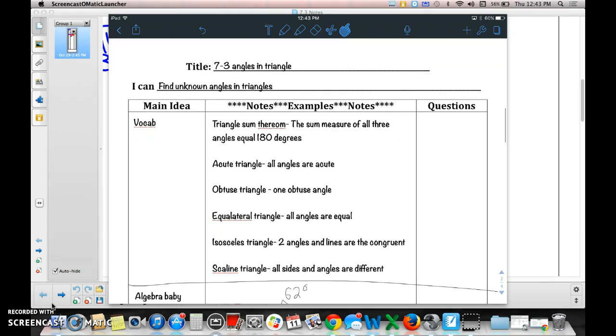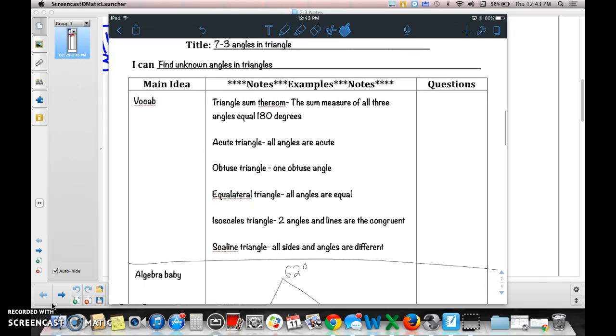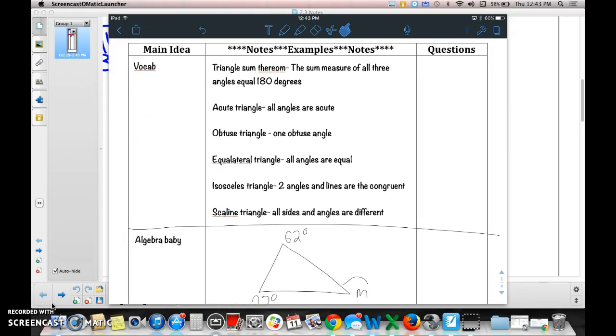The triangle sum theorem states what, Jacob? It states that the sum of the measures of all three angles equals 180 degrees. So if you take a triangle and you add up all three angles, they should total 180 degrees, correct? Okay, and then the biggest problem with our definitions is remembering these different triangles.